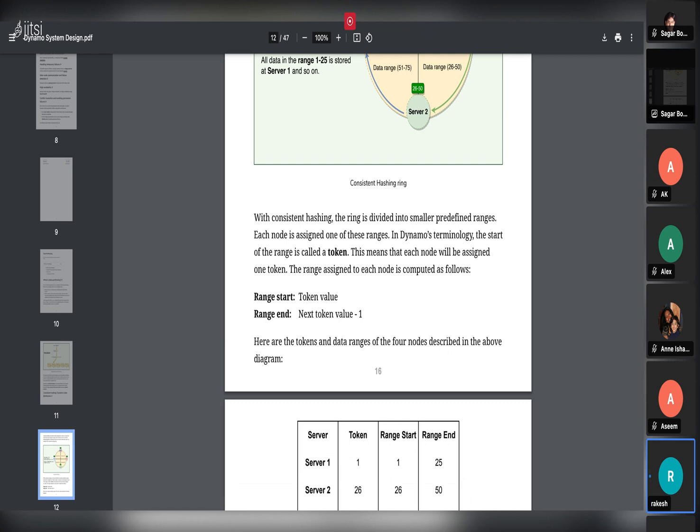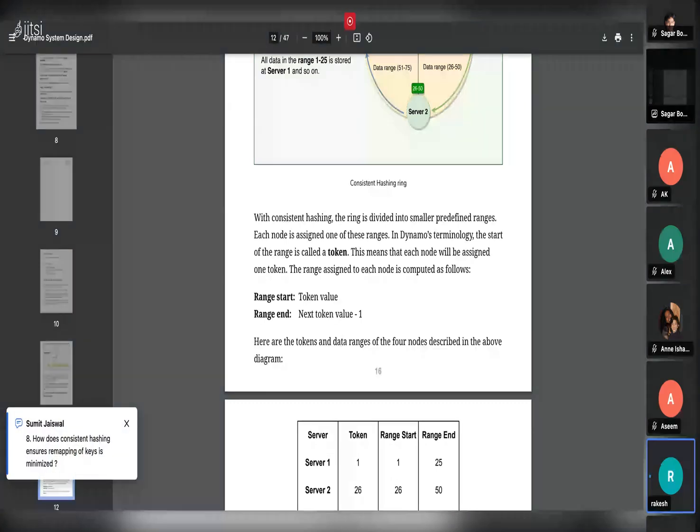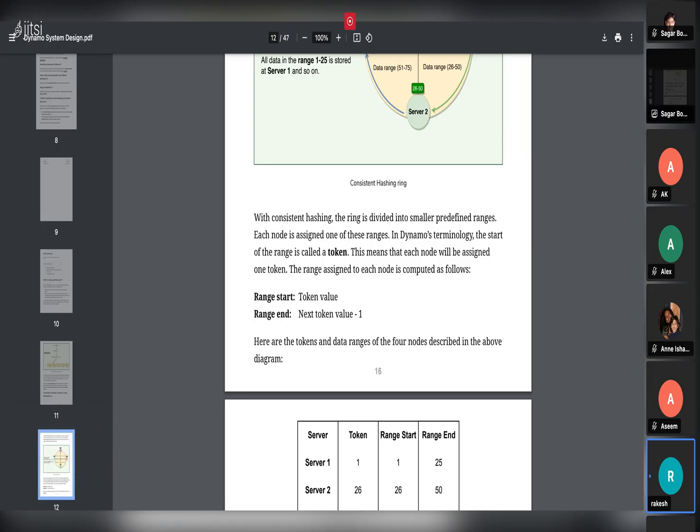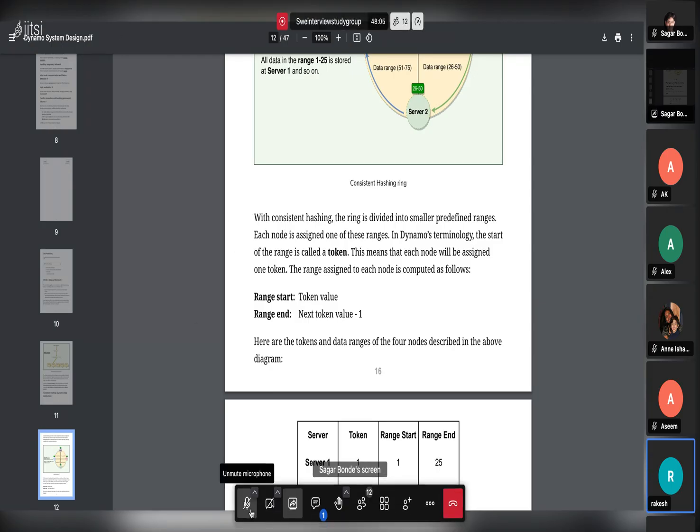This means that each node will be assigned one token. The range assigned to each node is computed as below: range start is the token value, and range end is the next token value minus 1. So here are the tokens and data ranges of the 4 nodes described in the above diagram.